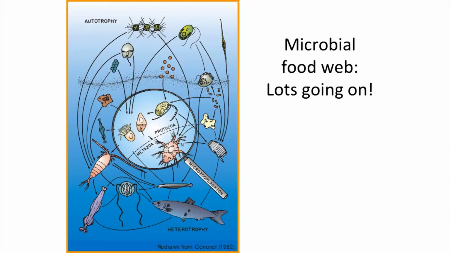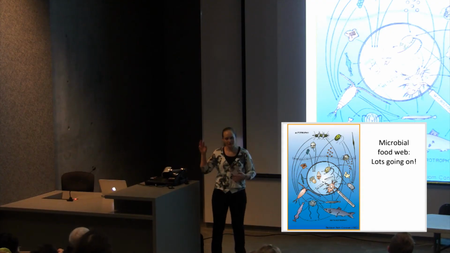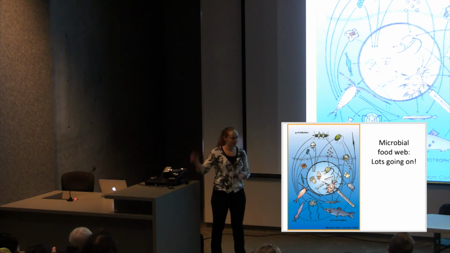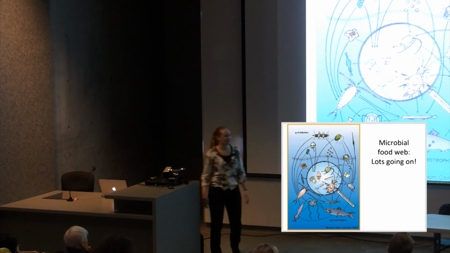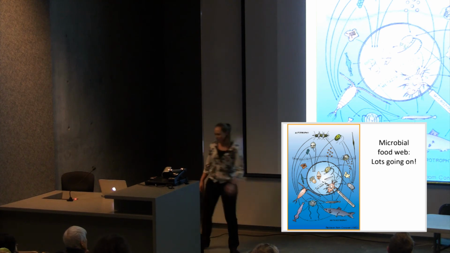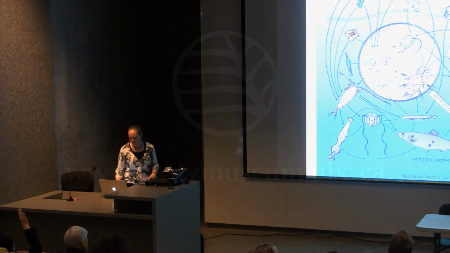So instead of having just that one picture of zooplankton eating phytoplankton, actually microbial food webs are really complex. You have smaller organisms eating larger ones, protists eating animals, and some cells are both photosynthetic, so they're both phytoplankton and zooplankton because they also eat. So we have a lot of complexity in the food web structure when we look at the microbes that are involved.